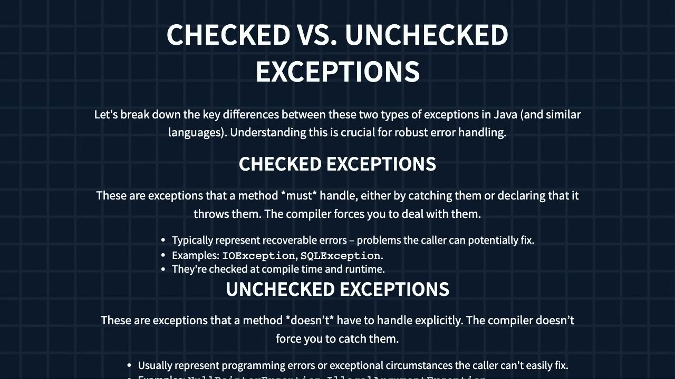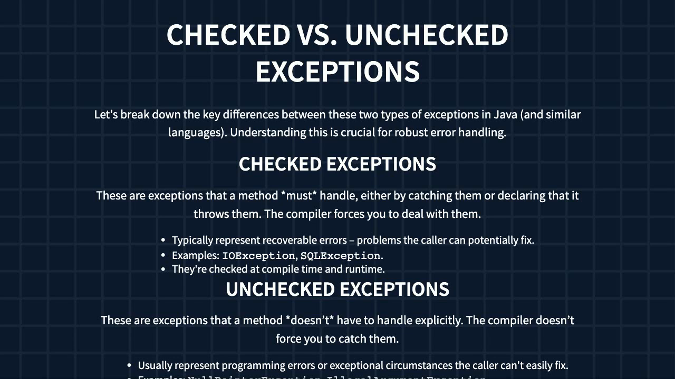Okay, let's talk about checked versus unchecked exceptions. Think of checked exceptions as the ones you have to deal with. A compiler basically says, hey, this could go wrong here, handle it. They often represent problems that are relatively easy for the code calling your method to fix, like a file not being found. Unchecked exceptions, on the other hand, are more like accidental mistakes in your code, such as trying to use a null variable or passing an invalid argument. You don't have to specifically catch these, but it's still important to be aware of them and write code that handles potential issues gracefully.